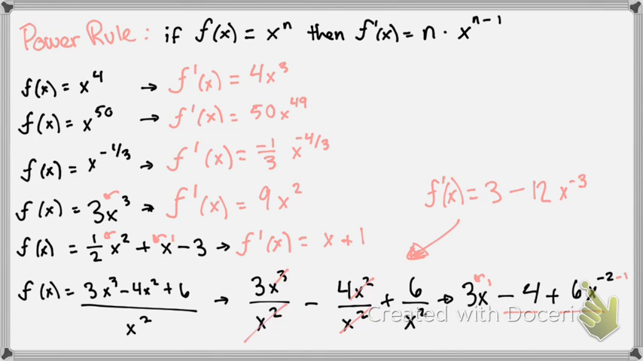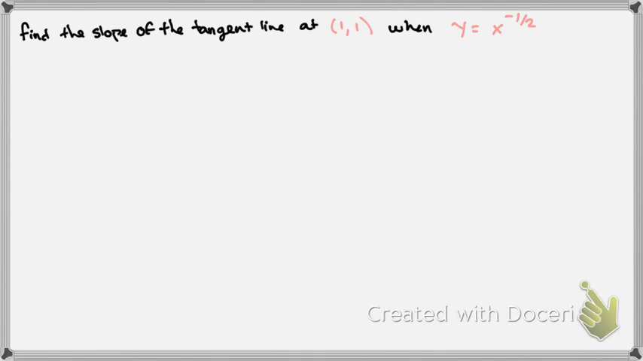So that was a little bit more of a complicated problem, but you can understand the concept of how you're doing this. So a question that they're going to ask you is to find the slope of a tangent line at a certain point when y equals x to the negative 1/2. So this is basically just asking you to find the derivative, because the slope of the tangent line is the derivative, if you remember. So we're going to just find the derivative of this function.